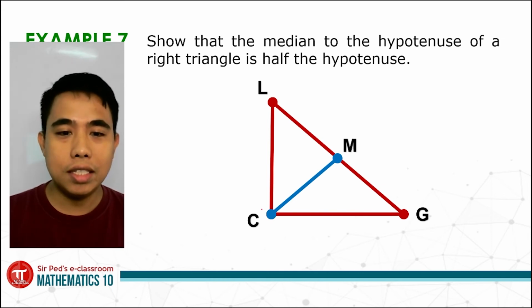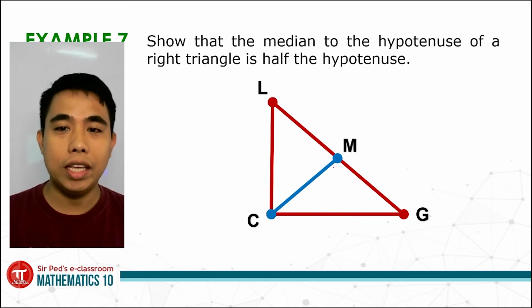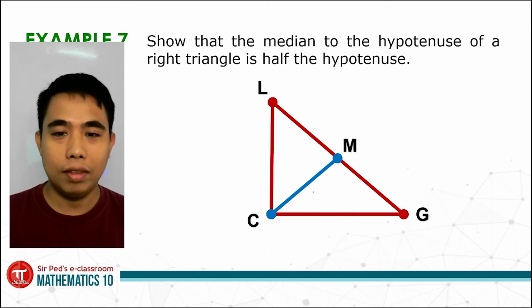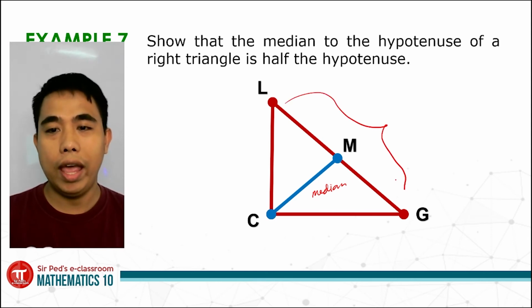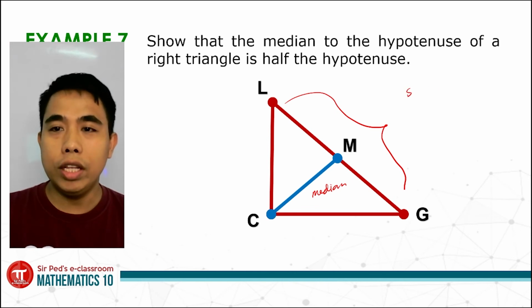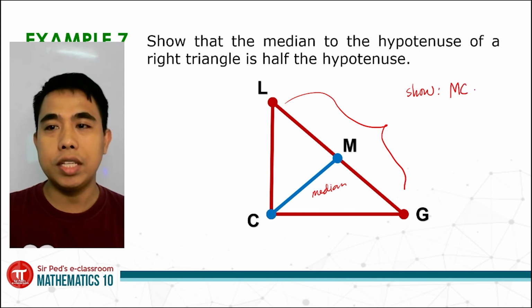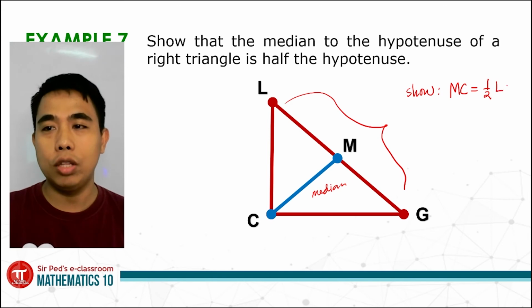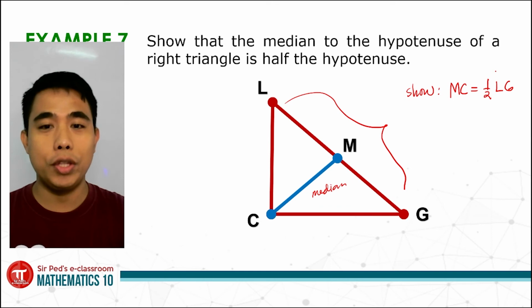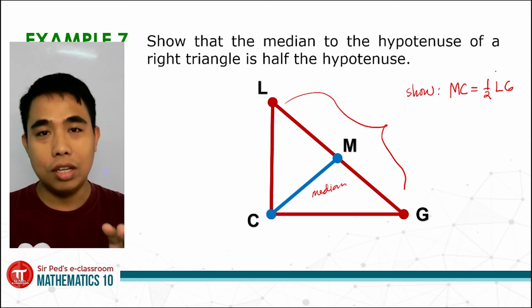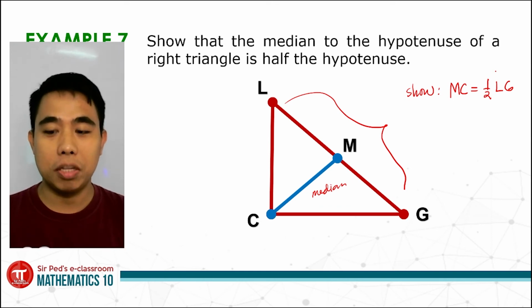So, in this case, the blue-colored segment na nakikita nyo, that is the median. Ito yung median. And M is the midpoint of the hypotenuse LG. So, we need to show that the length now of MC, which is the median, is equal to 1/2 the length of the hypotenuse LG. Yan. First step natin, we are going to position our right triangle in the Cartesian plane.